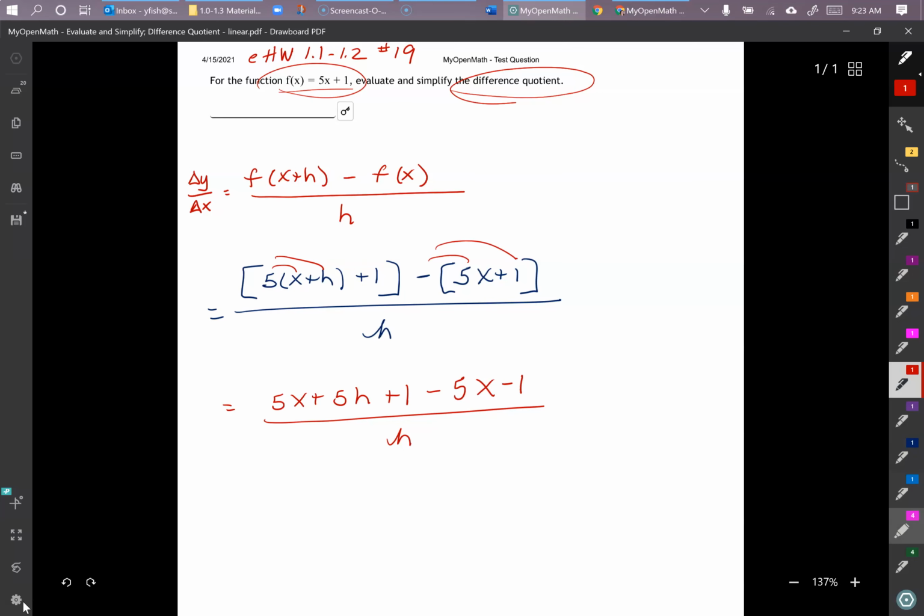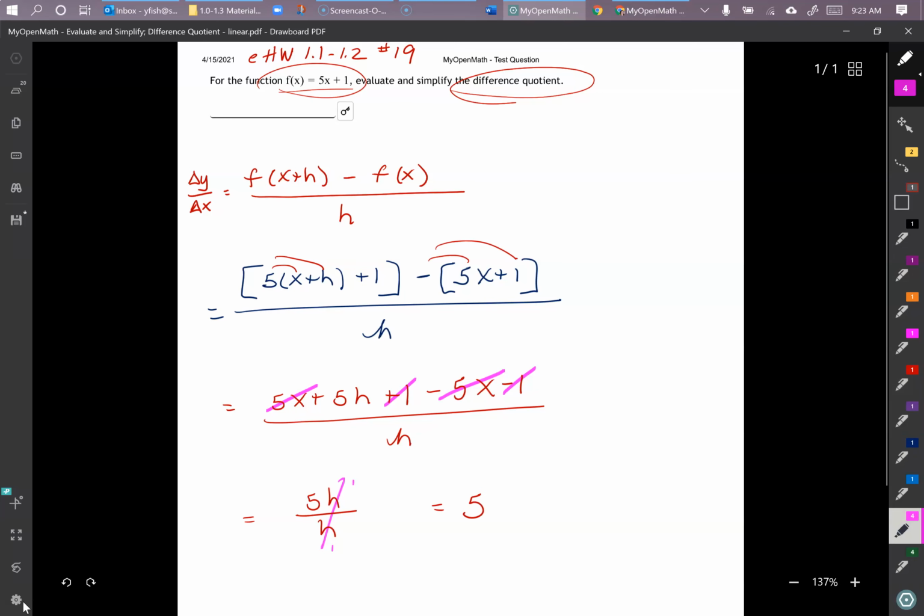And then I end up having, let's see, a positive 5x, a minus 5x. Cross those out. Plus 1, minus 1, cross those out. And then I'm left with 5h over h, and my h is reduced. So my final answer is 5.